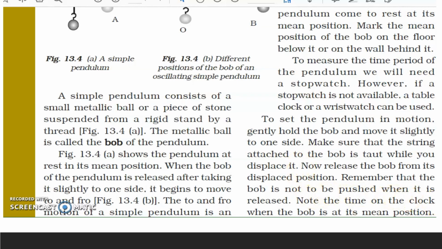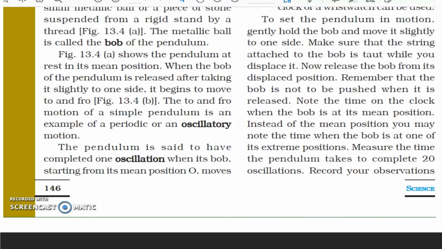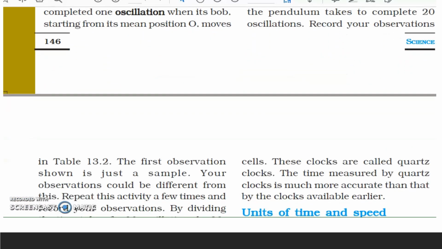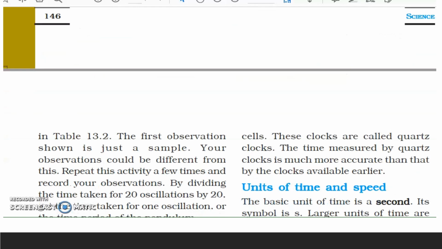Okay. So what you are doing, suppose you measure the time the pendulum takes to complete 20 oscillations. Record your observation. I am simply giving you one example. Suppose 20 oscillations completed in 2 seconds. That means one oscillation completed in 2 by 20 seconds. That means 1 by 10 seconds. So that is the time period of the simple pendulum.